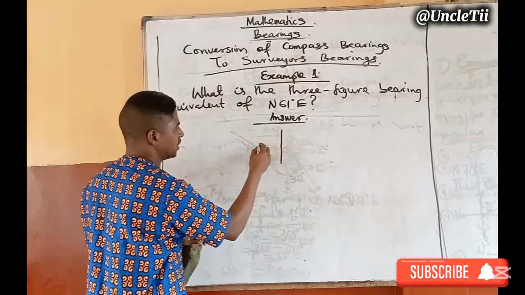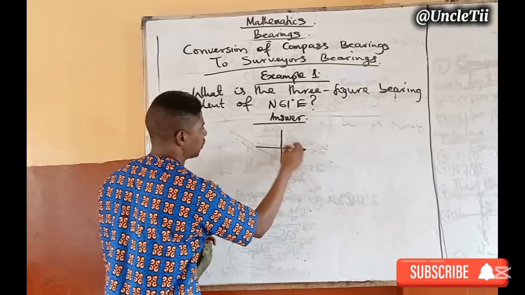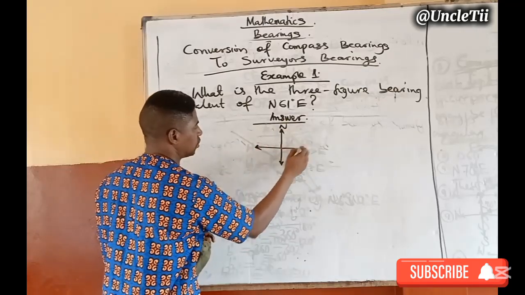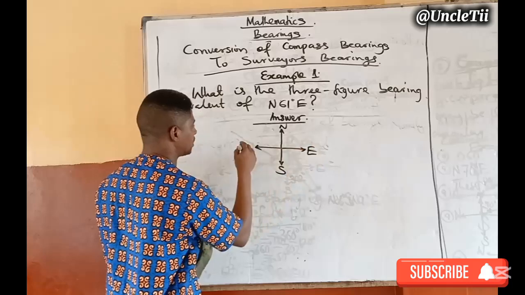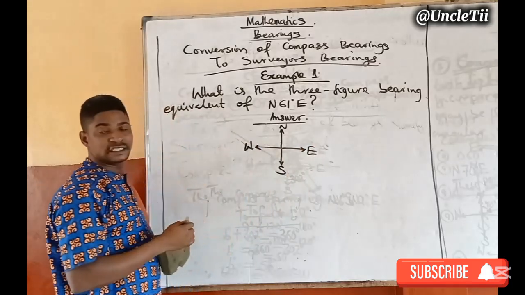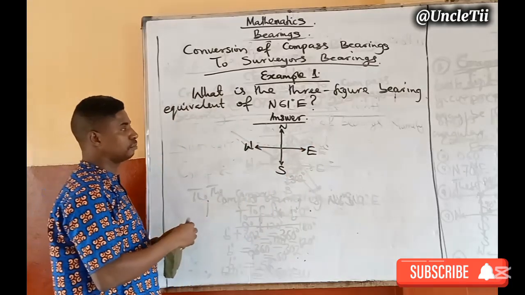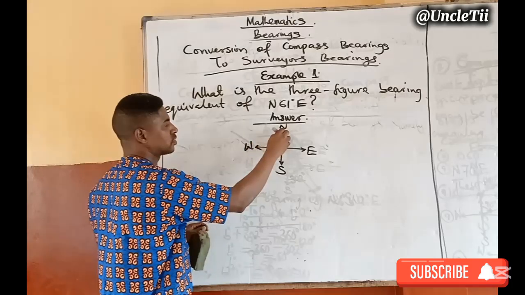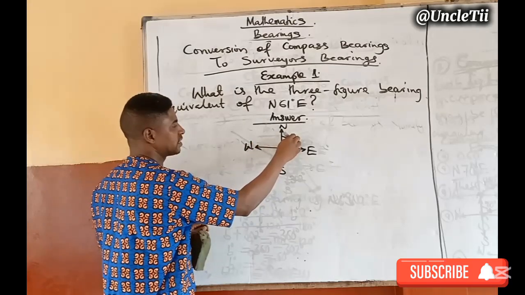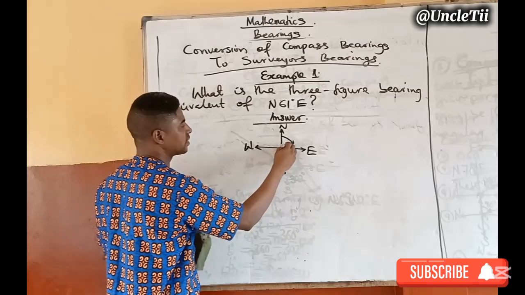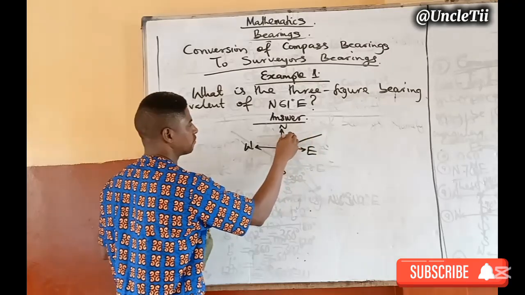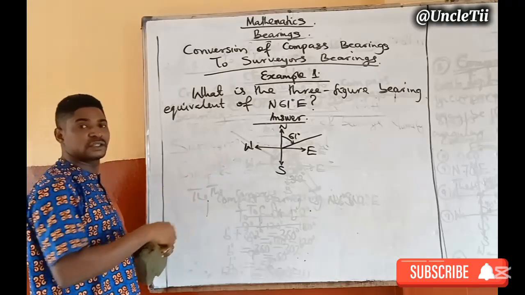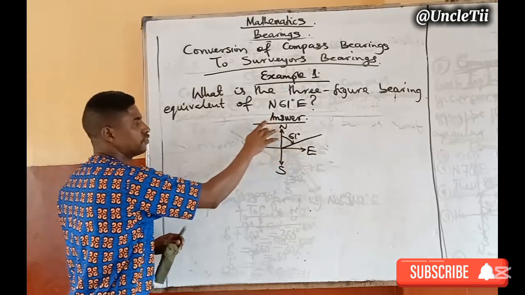Illustrate it in a diagram of four cardinal points: north, south, east, and west. 61 degrees east of north means move from the north towards the east, covering 61 degrees. That is 61 degrees east of north.